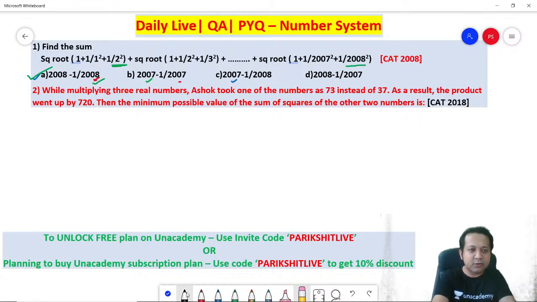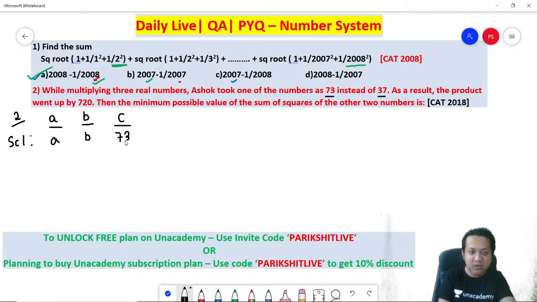While multiplying three real numbers, Ashok took one of the numbers as 73 instead of 37. Now let's say the three numbers are A, B and C. The guy takes one of the numbers as 73 instead of 37. So in scenario 1, what did the guy do? He took the first and second numbers with no change, as A and B. But the third number, he took as 73. What should have been the actual? I will say scenario 2 is the actual case: the third number should rather have been 37. As a result, the product went up by 720.